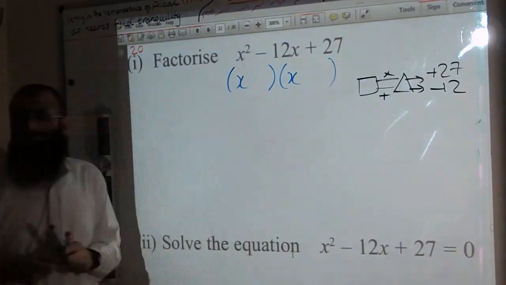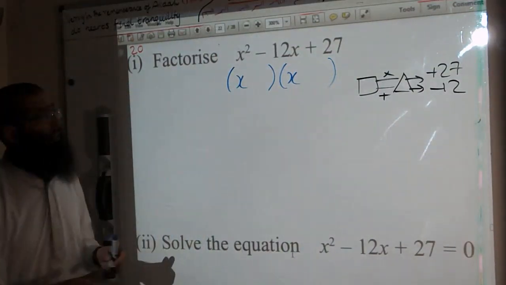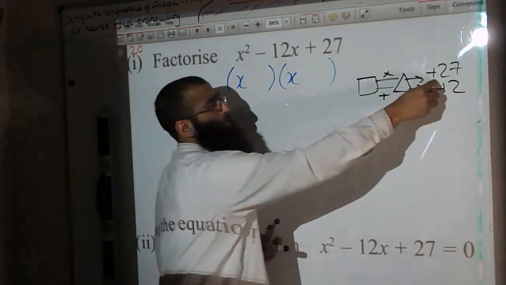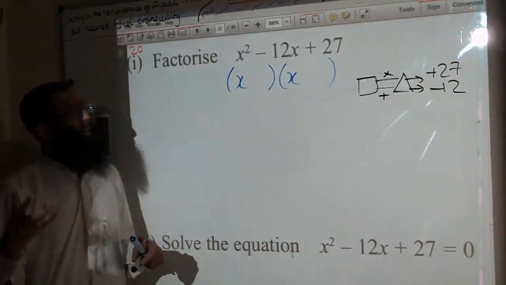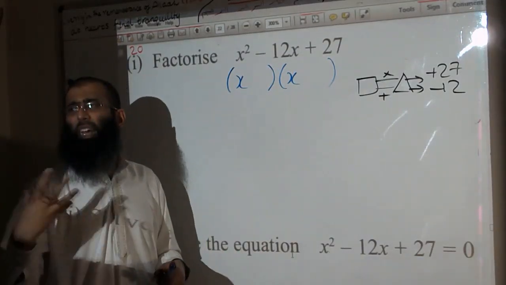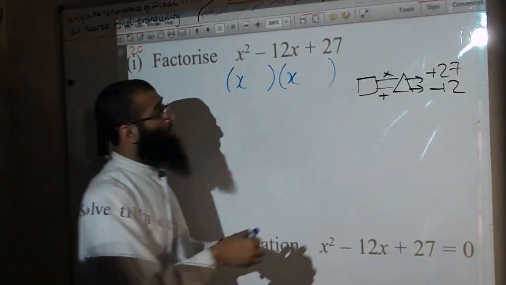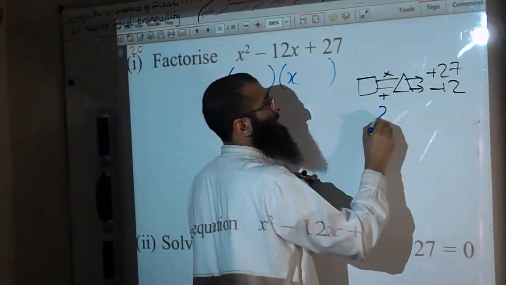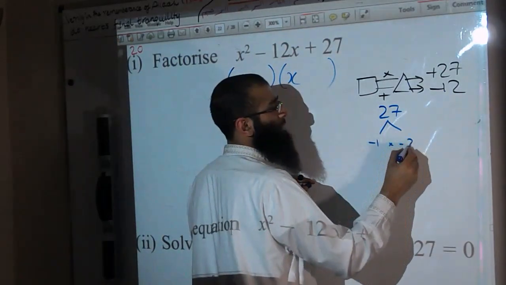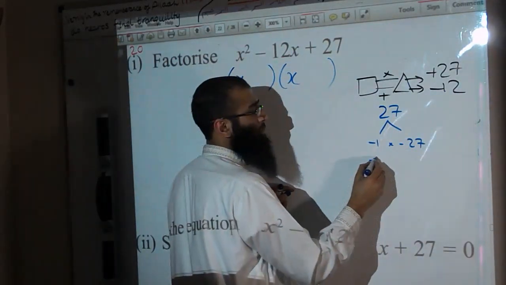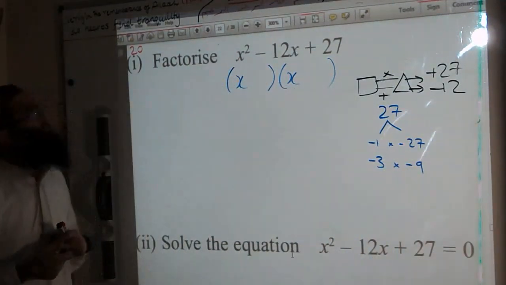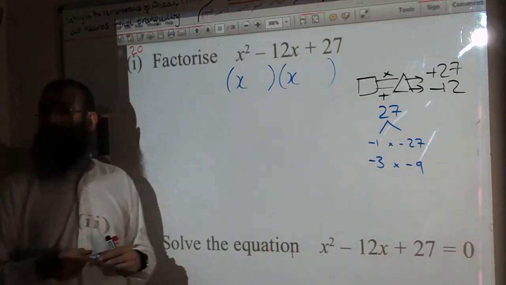So we are now going to be considering the factor pairs of plus 27, which add up to minus 12. Now remember, they're going to add up to minus 12, so we need to consider the negative factors, isn't it? So let's have a look. How do we make two numbers times to give 27? It will be minus 1 times minus 27, or minus 3 times minus 9. Which one of those do you reckon we should use? The bottom one.